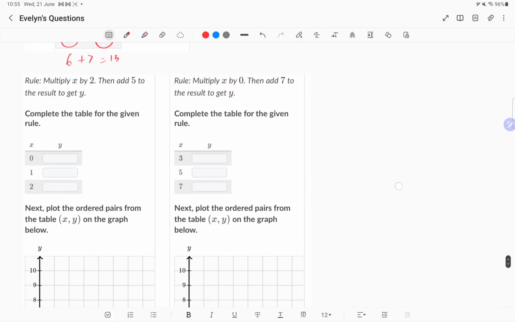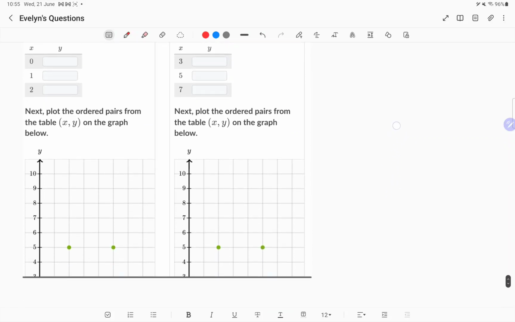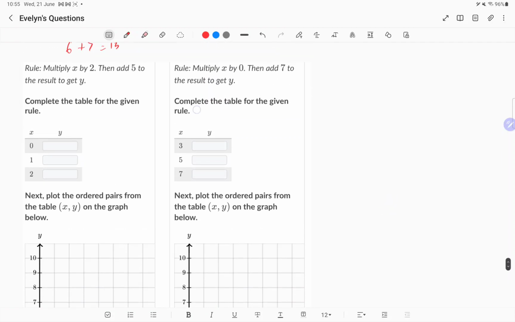All right, so for this one, you just need to complete the table first, and then plot the ordered pairs onto the graph. That's it. So first one, multiply X by 2, then add 5, right? Times that by 2, which is 0 times 2 is just 0, and then when you add 5 to it, it's 5, right? So Y would be 5. 2 times that is 2, plus 5 is 7. 2 times that is 4, plus 5 is 9.